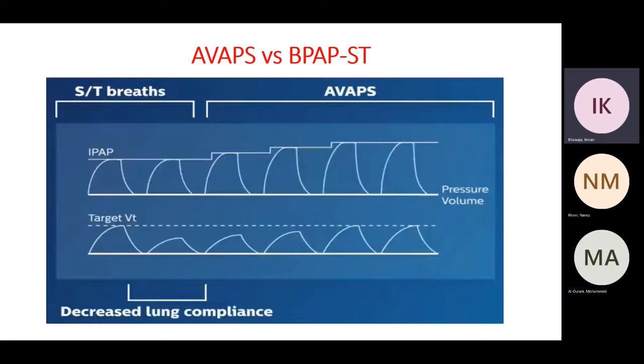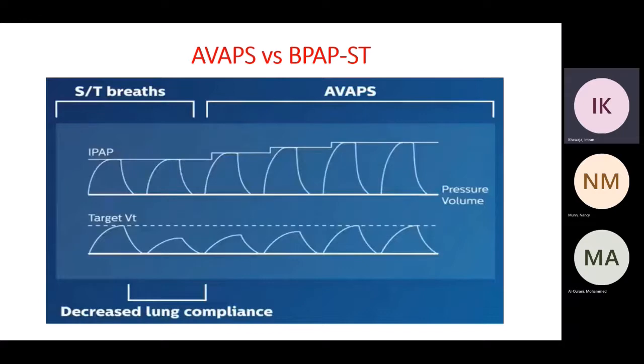BiPAP-ST means spontaneous timed. So both of these modes can guarantee some kind of minute ventilation because they have a backup rate. But if you concentrate on your left side, you'll see the BiPAP-ST where the IPAP and the pressure support are fixed, the first two breaths. So IPAP is fixed and EPAP is fixed, and therefore the target volume might vary depending on the lung compliance. So if the lung compliance goes down, your tidal volume will go down as well.